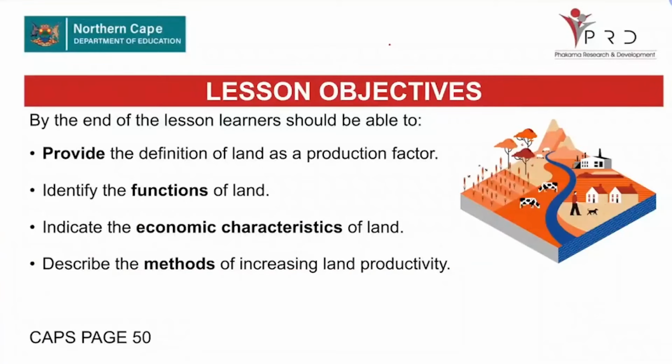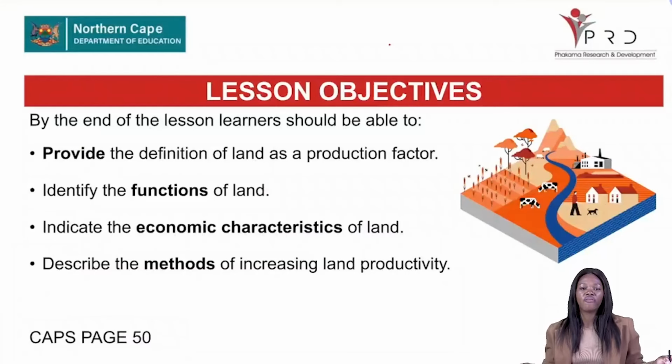Today, learners, you are expected to be able to provide the definition of land as a production factor. Number 2, you should be able to identify functions of land. Number 3, indicate the economic characteristics of land. The last one, be able to describe the methods of increasing land productivity.